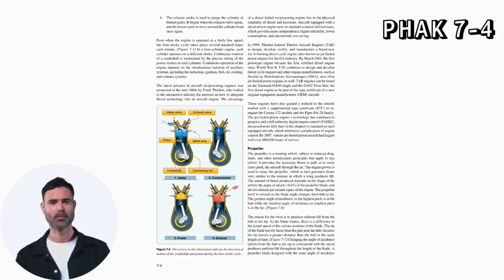Aircraft equipped with a diesel piston engine run on standard aviation kerosene, which provides more independence, higher reliability, lower consumption, and operational cost savings. In 1999, Thielert formed Thielert Aircraft Engines (TAE) to design, develop, certify, and manufacture a brand new Jet A-burning diesel cycle engine, also known as a jet-fueled piston engine, for the GA industry. By March 2001, the first prototype engine became the first certified diesel engine since World War II.